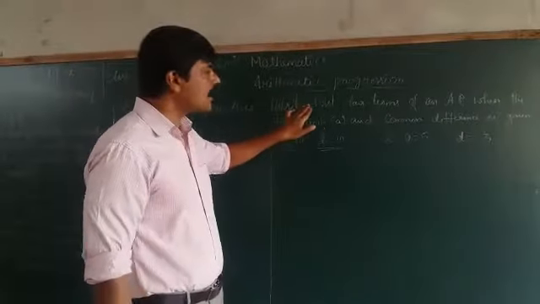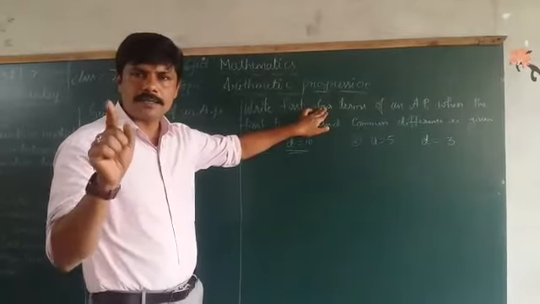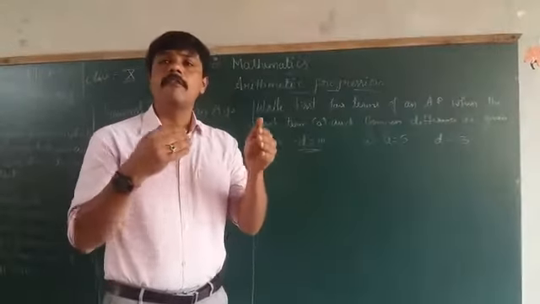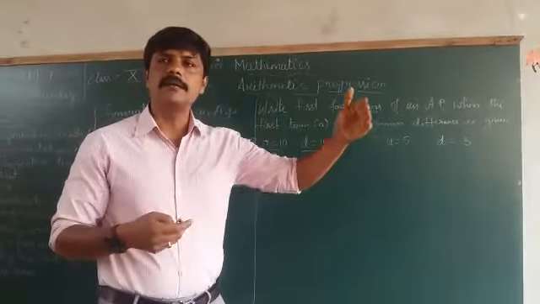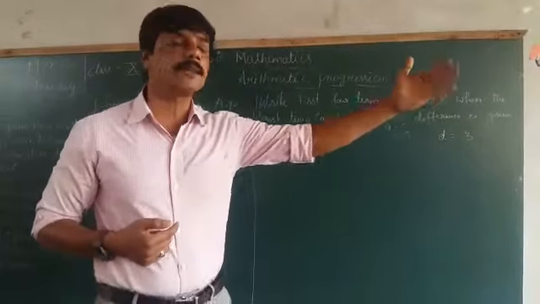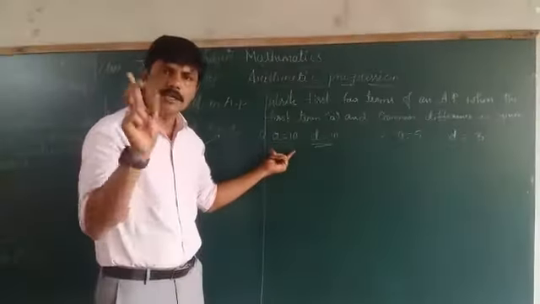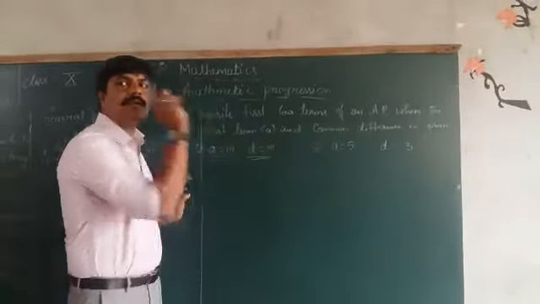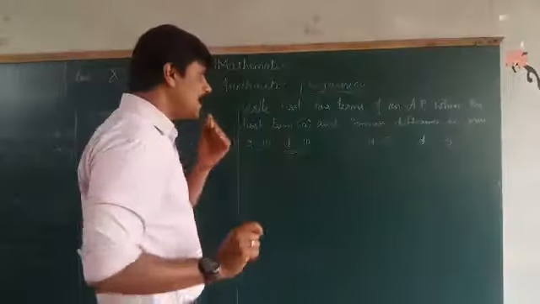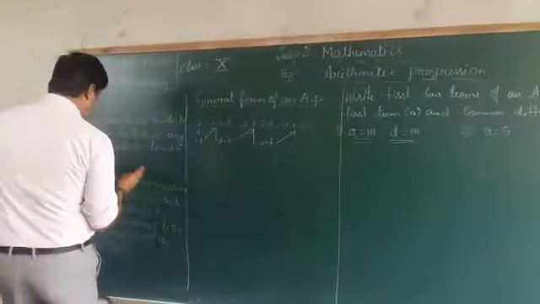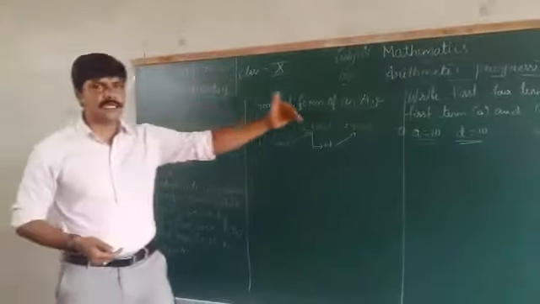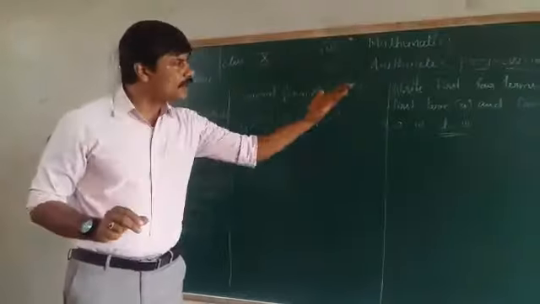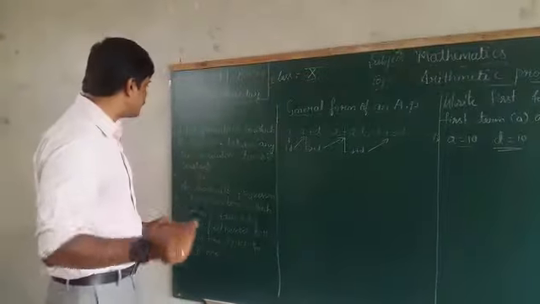So the question is, write the first four terms. It asks for four terms, but you can frame 5 terms, 6 terms, 10 terms or n terms if you know just two things: the first term and the common difference. Okay, how? Let me explain. Before going to this, we will define it once again. If you are very clear about the definition, then problem solving will become very easy.